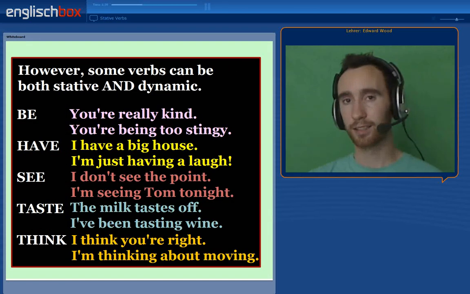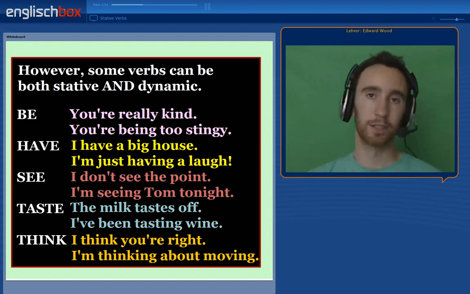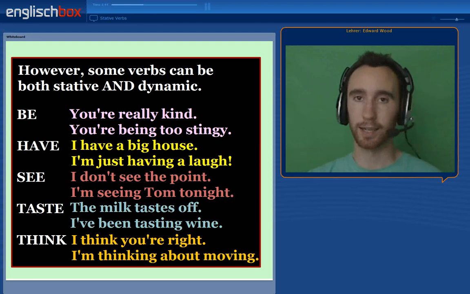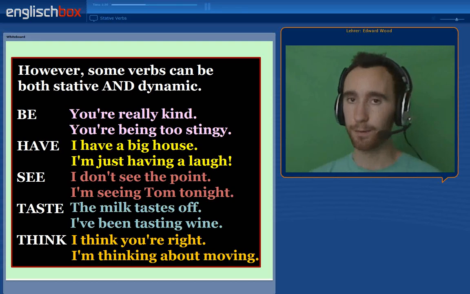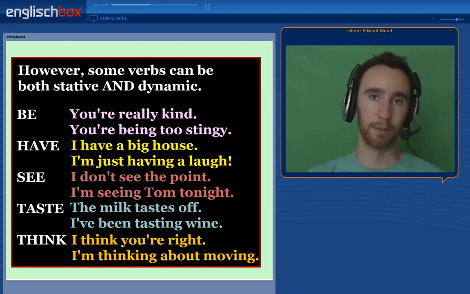However, there are some examples or exceptions that can be used both as stative and dynamic verbs. We have here the verb to be, the verb to have, to see, to taste, and to think. All these verbs can be used as dynamic or stative verbs, but the meaning in each case is a little bit different. So let's consider the verbs.